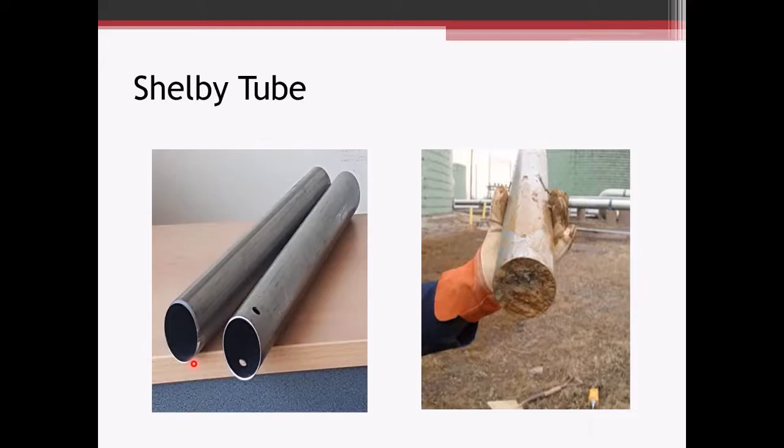These are considered undisturbed samples. However, once you do remove soil from its natural state, there's always going to be some disturbance. Whereas the split spoon sampler, that's considered a disturbed sample because it's being driven into the ground with a hammer. And these are typically 2.5 to 3 inches in diameter. Once the samples are collected, the ends are typically waxed and capped for transport back to the laboratory.